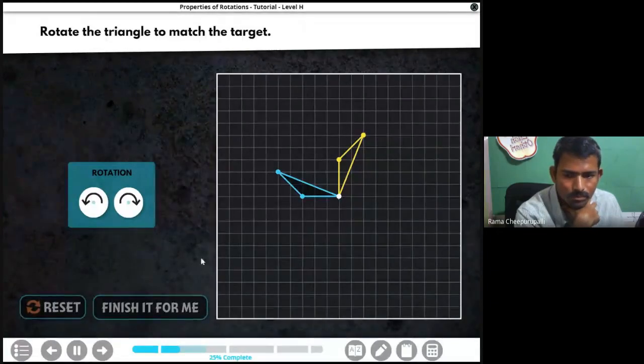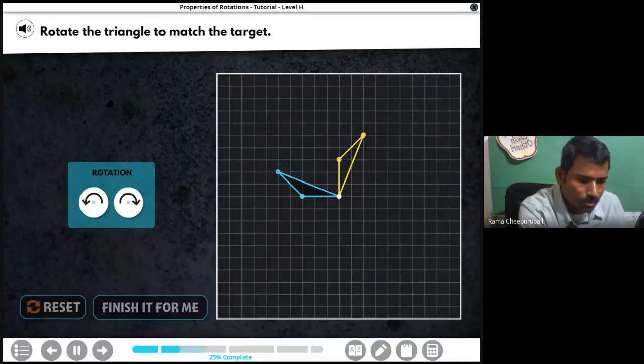Rotate the triangle to match the target. All right. Tell me, the yellow one, we're going to match it with the blue. Oh, okay. You can just log in anytime, okay? Sometimes it happens. Yeah. Okay.